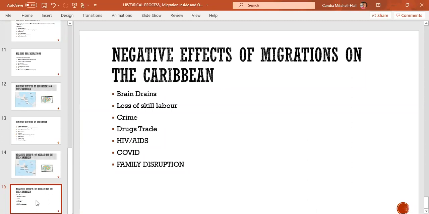Crime: once people leave, some unscrupulous people in the Caribbean are going to send back guns into the Caribbean in barrels, in shipments, and all of these different things. And so what that is going to cause in the Caribbean is increased crime and violence. Drugs trade: there's a strong drugs trade between the Caribbean and the countries abroad. So what is happening is that we here send the drugs abroad, right? And they send the guns here. So you have the guns for drugs trade that takes place.